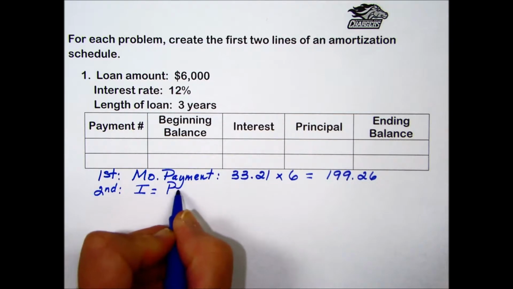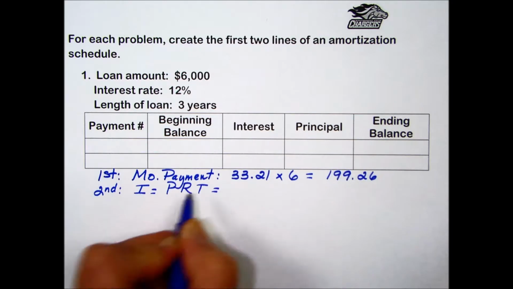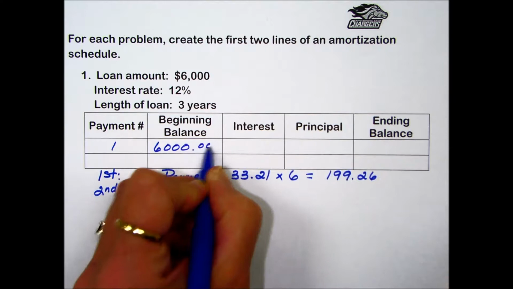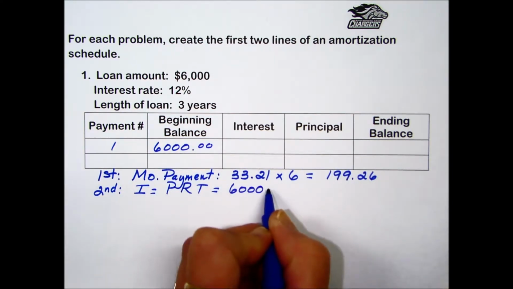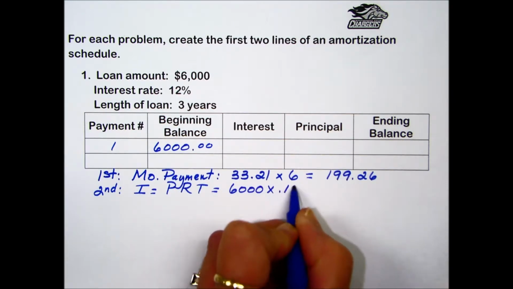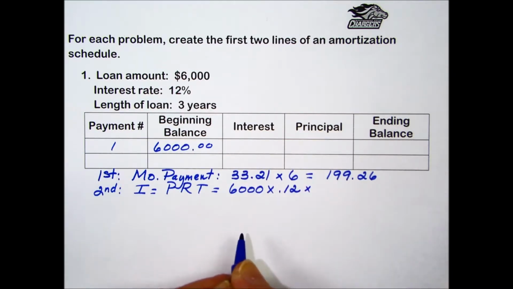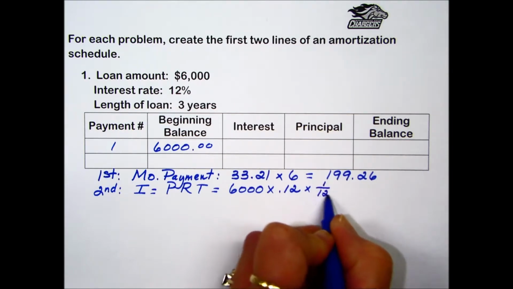The second step is to calculate the interest. Interest is calculated using the simple interest formula, principal times rate times time. For this first payment, nothing has been paid on the loan, so the beginning balance is $6,000. That's our principal. We'll multiply it by the rate as a decimal, so the 12% becomes 0.12, and we'll multiply it by time, and in the simple interest formula, time is always in terms of a year. 1 month is the length of the payments here, so the time is 1/12.